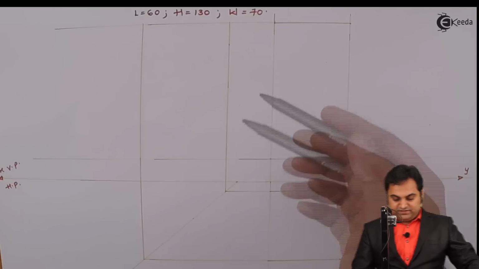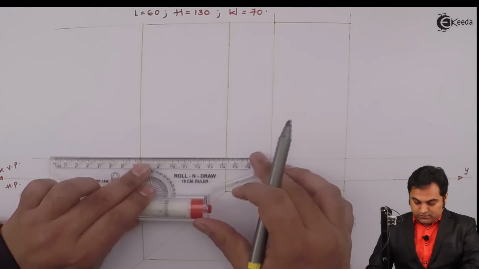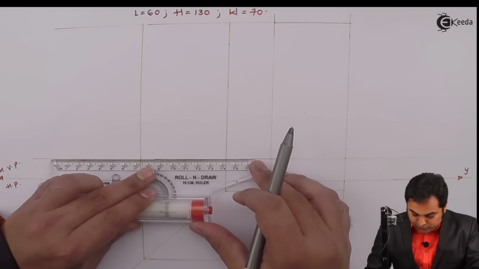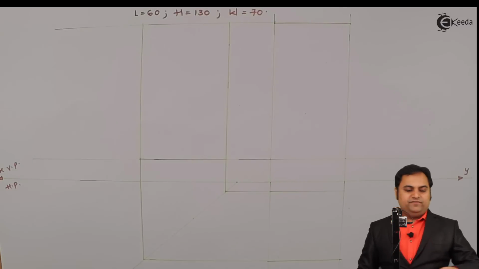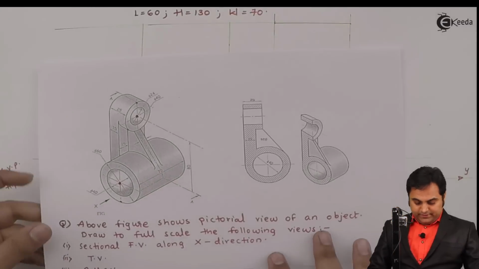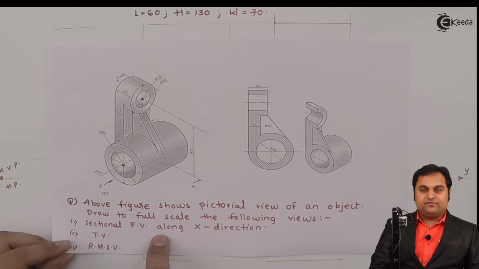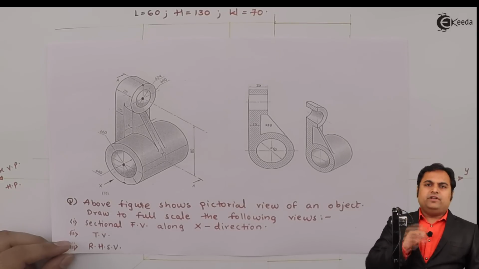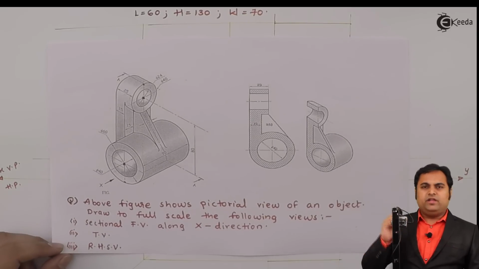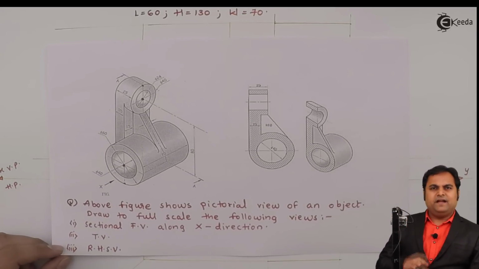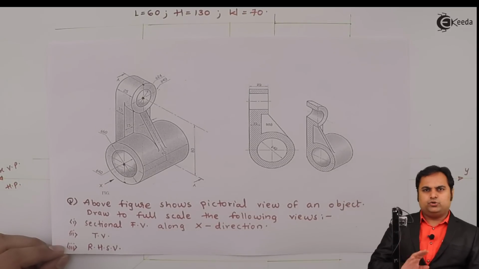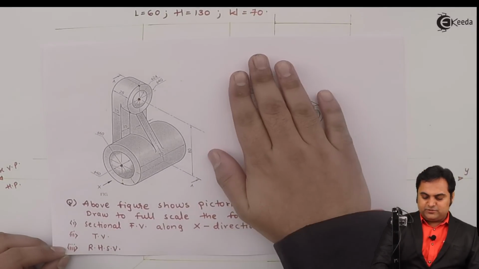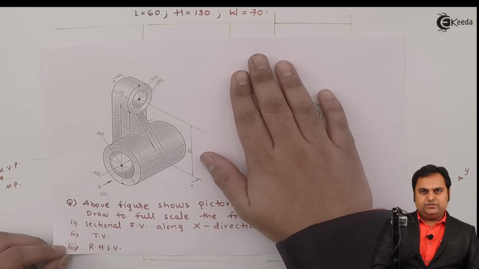Now here inside this rectangle I'll be drawing the side view. Now when we see this question, it is said that we have to draw the sectional front view. Before drawing the sectional front view, we have to keep this point in mind, that draw the plain front view first. That is, no need to show the section.